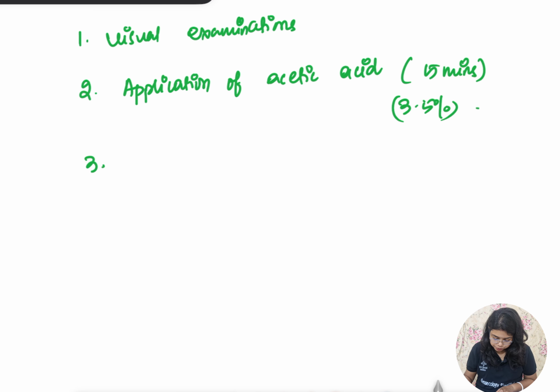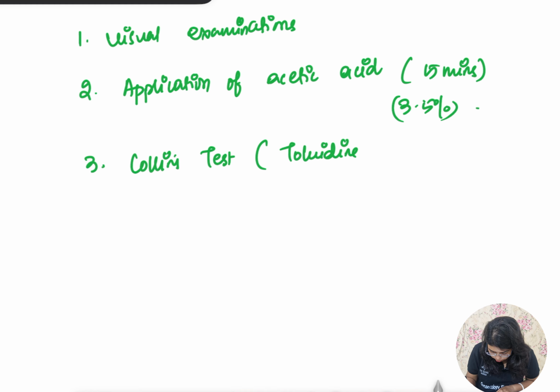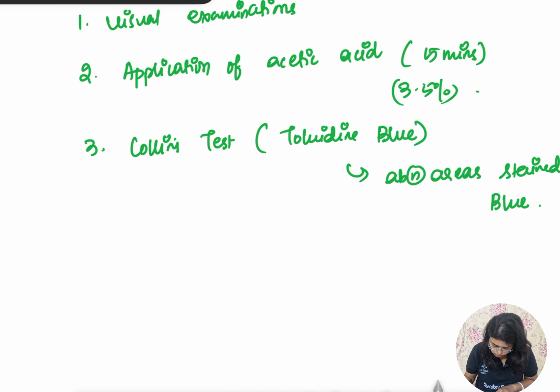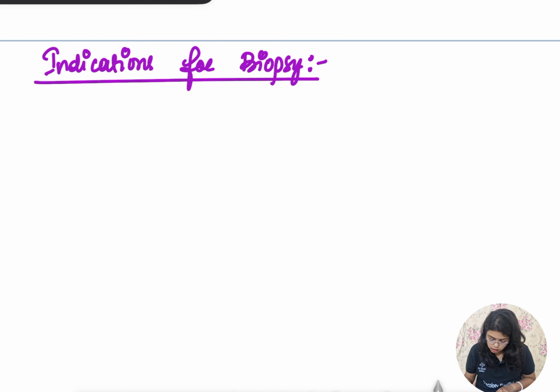That means there may be premalignant lesions of the vulva. Then the other test we can do is the Collins test. In the Collins test we apply toluidine blue, which is a blue colored dye. If the areas are abnormal, they will be stained blue. Then we can do a direct biopsy of the abnormal area, and I will tell you the indications of biopsy.